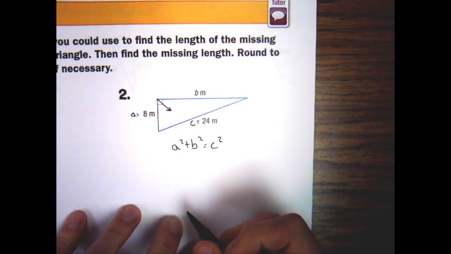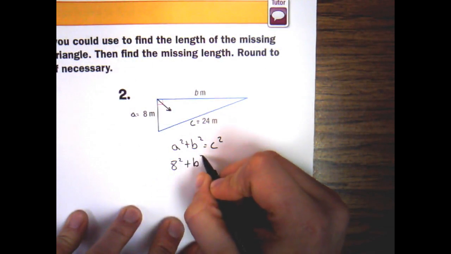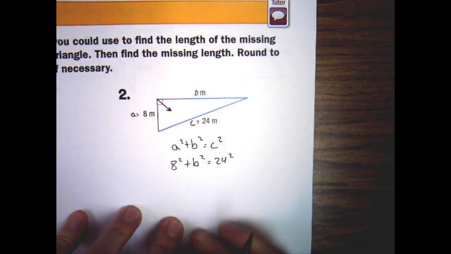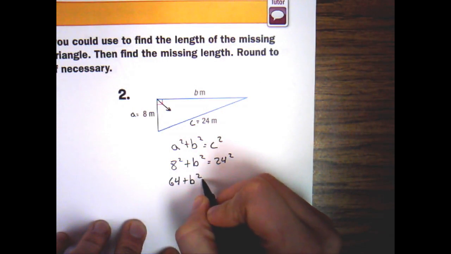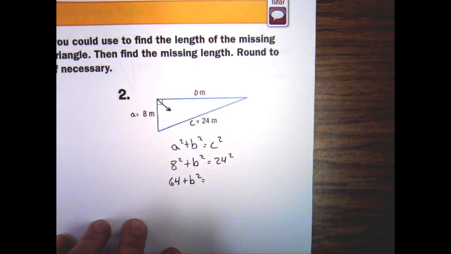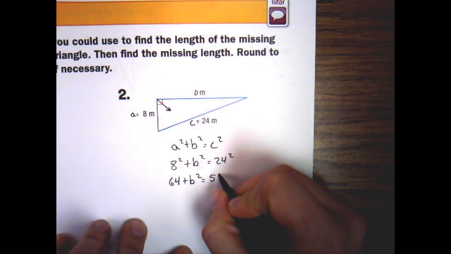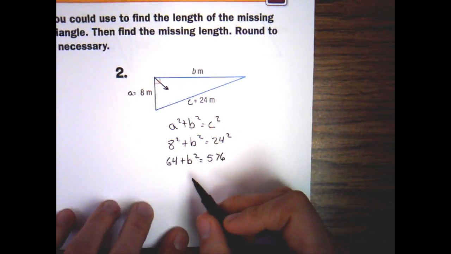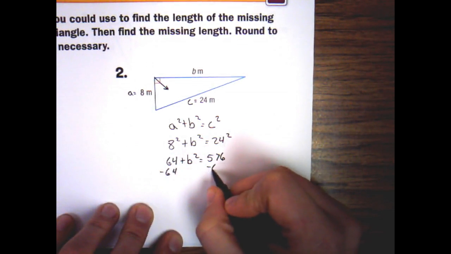All right, when we plug in this information, we get 8 squared plus b squared equals 24 squared. 8 squared is 8 times 8, which is 64, plus b squared. 24 squared on my calculator is 576. So now I want to solve for b. In order to do that, I need to get b by itself. So subtract 64.